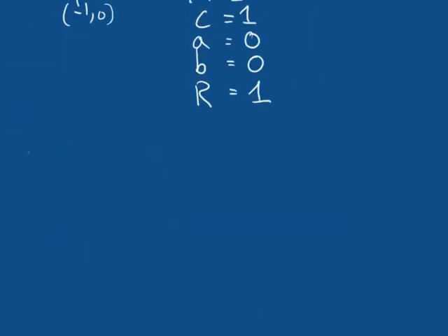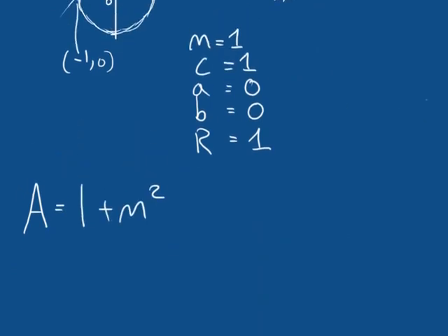So we saw that a is equal to 1 plus m squared. So a is equal to 1 plus 1 squared, which is equal to 2. So that's our value for a.